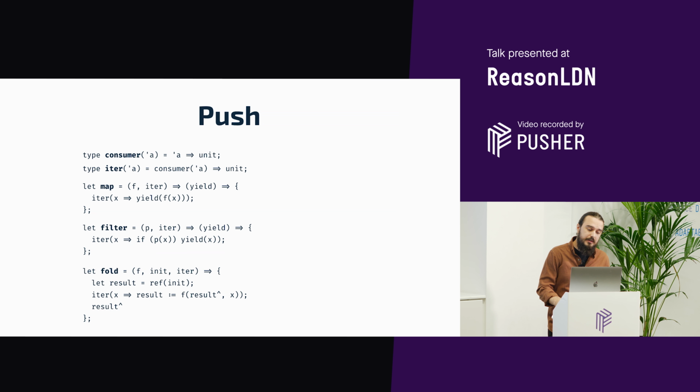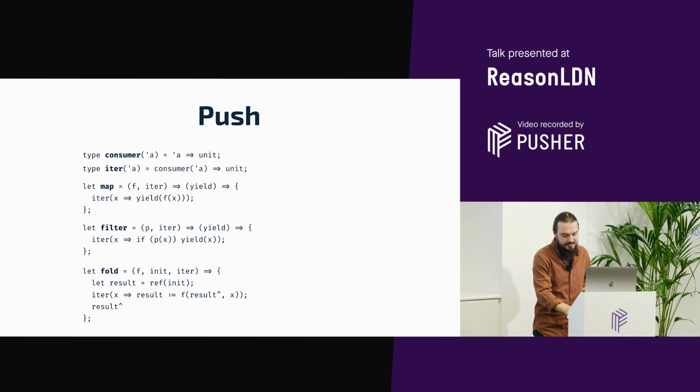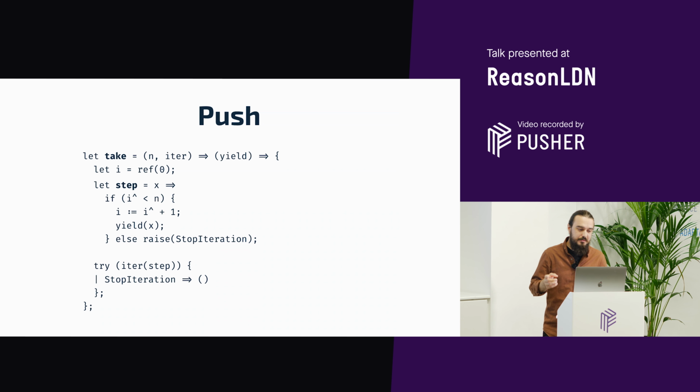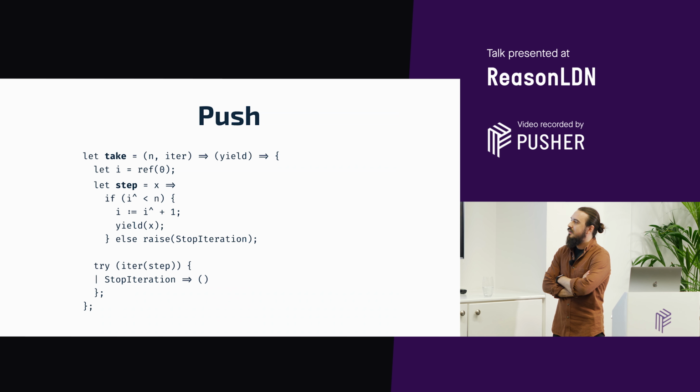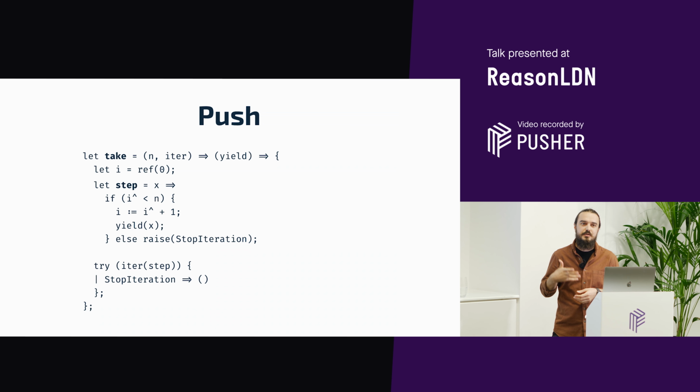Another function that I had in my interface was take. And take is very tricky because it requires us to use mutation and exceptions. So in this case, I separated the consumer into a step function. Essentially, it's a consuming step.